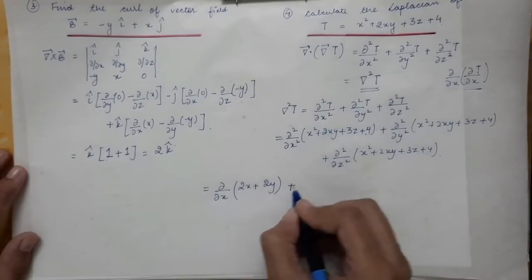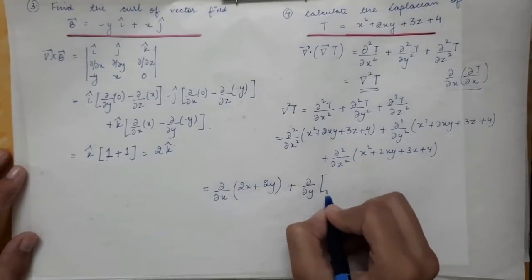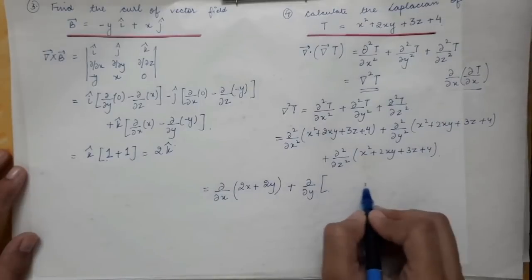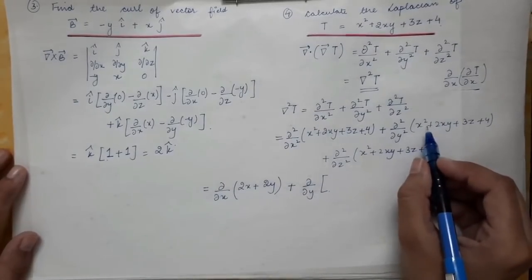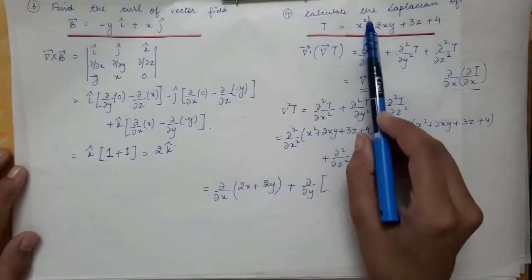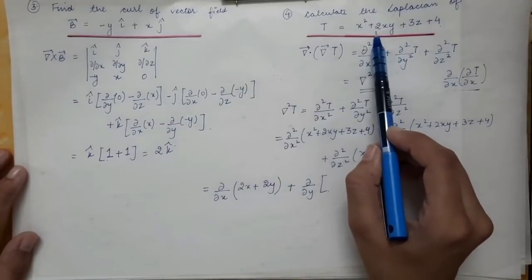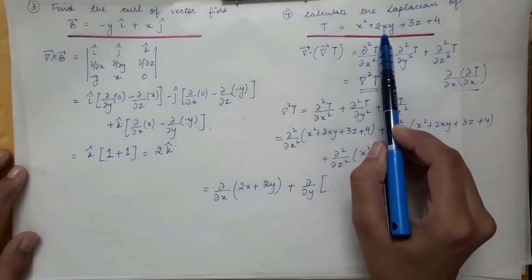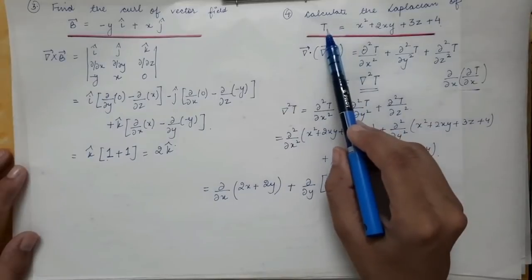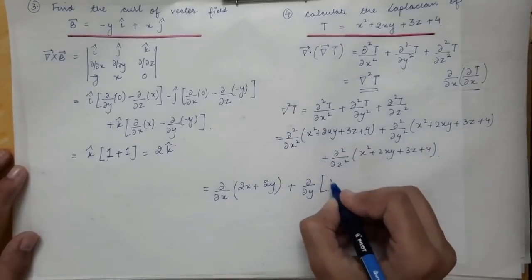Now next term we have del square by del y square, that can be written as del by del y of del T by del y. Now what will be del T by del y? So we have to do the derivative of T with respect to y. So x square will be constant, 3z will be constant, 4 will be constant. So we will get only 2x. So that will be nothing but 2x.